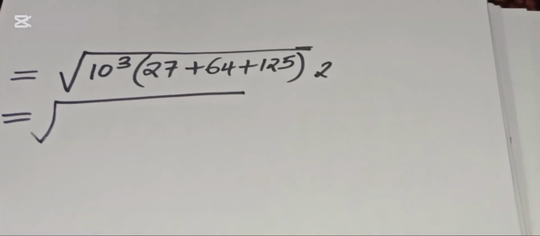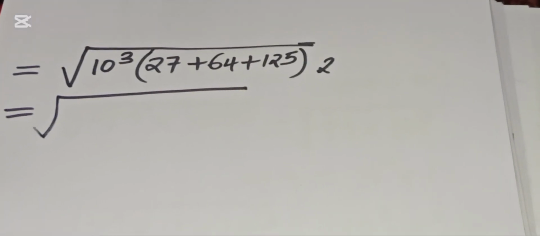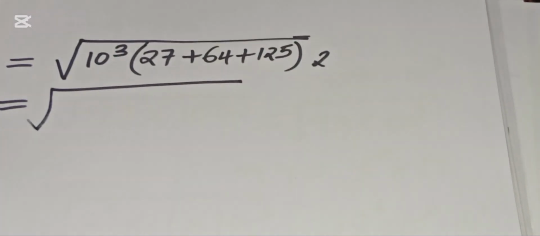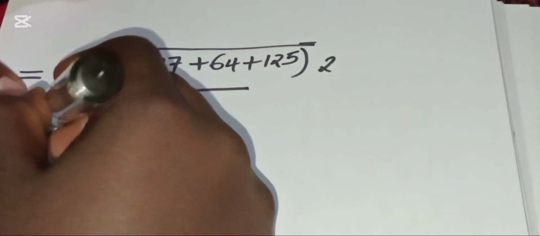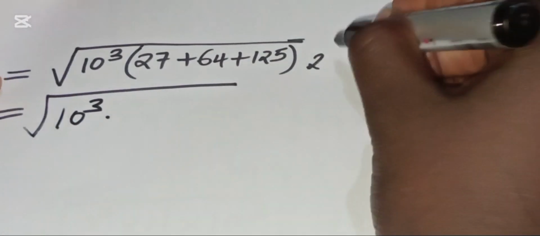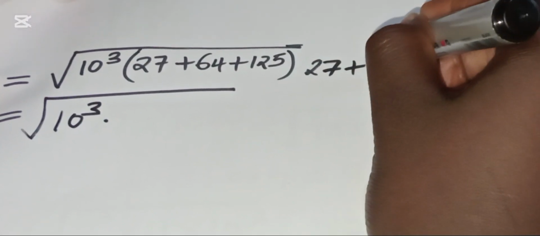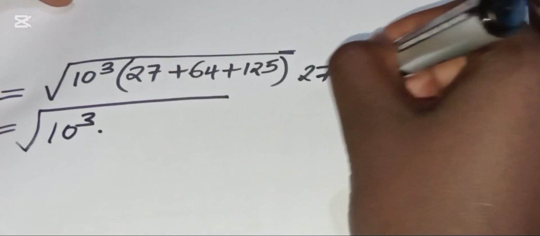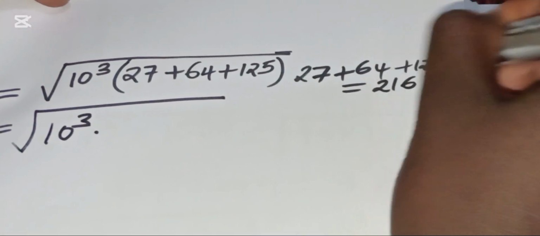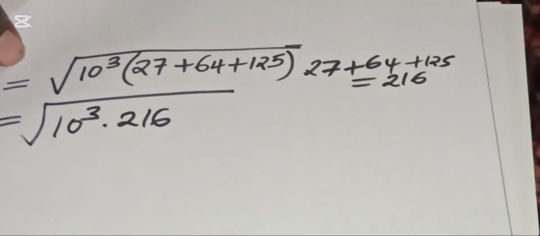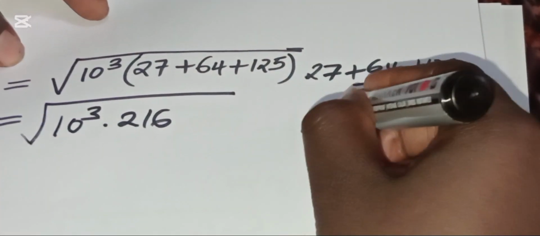Now we have the square root of 10 cubed, and into the bracket we have 27 plus 64 plus 125. This is equal to 216. So this is the same thing as 216, and now we can get the factors of 216.